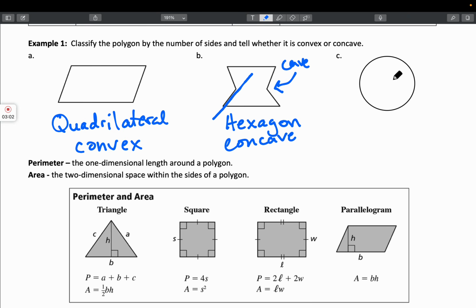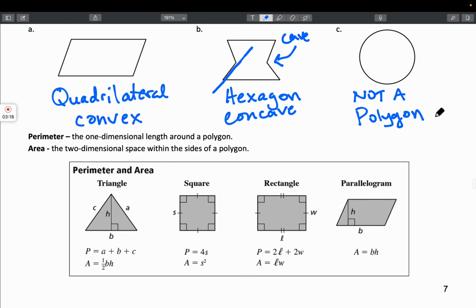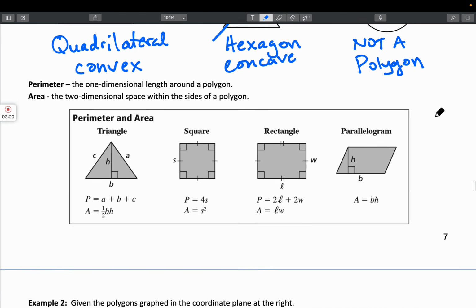Our next example is actually a tricky one. This is a circle. It's actually not a polygon. Remember, polygons are made up of 3 or more line segments that connect at vertices. Here there are no vertices, there are no line segments. It is not a polygon.